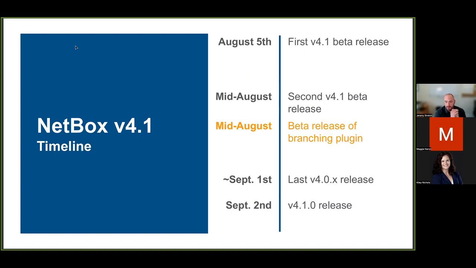Looking at timing, I mentioned we have our 4-month cycle of releases, the last month of which we dedicate to a beta evaluation period. That's going to be the month of August this time around. So August 5th, we're due to release the first beta for NetBox 4.1. So keep an eye out for that. And then in mid-August, after 2 or 3 weeks into the period, we generally release a second beta.